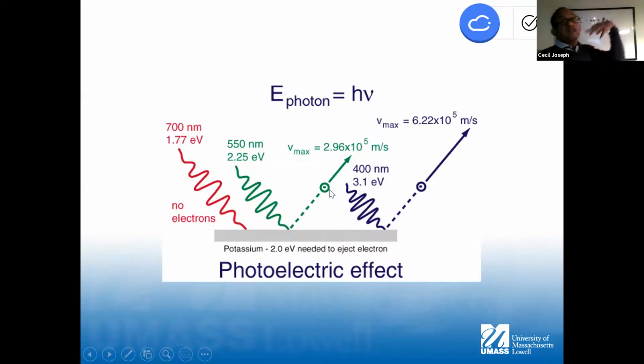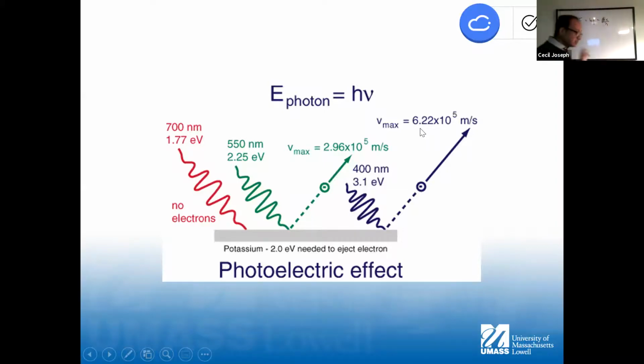Now, if you use an even higher frequency photon, say violet, 400 nanometers, 3.1 eV, that is more than enough to eject, and you're left with 1.1 eV. So this ejected electron now has 1.1 eV of kinetic energy. That's its leftover base money. So it's moving faster.